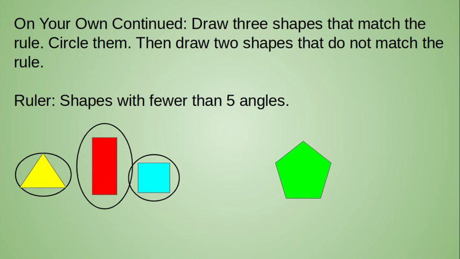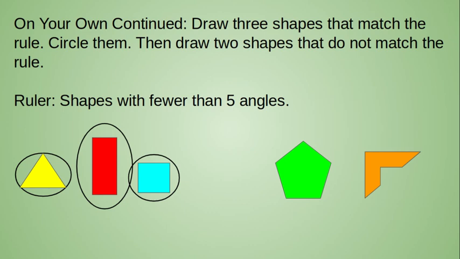Remember, we're not circling these because they don't match the rule. It's another shape that has more than 5 angles, or 5 or more. Let's also make a hexagon. And again, I did not circle it because it does not match the rule.